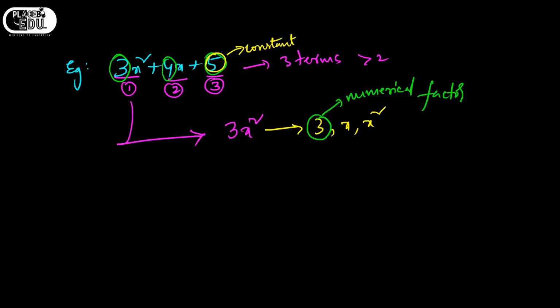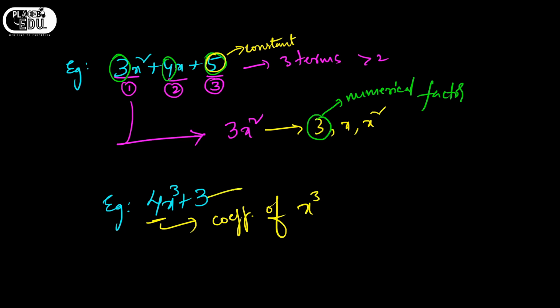I'm giving another example: 4x cube plus 3. Here 4 is the coefficient of x cube. 3 is a constant because we don't have any variable on the right side of it, so it is known as a constant. Understood? I think you got a clear understanding about the coefficient and constant and what the terms of polynomials will be.